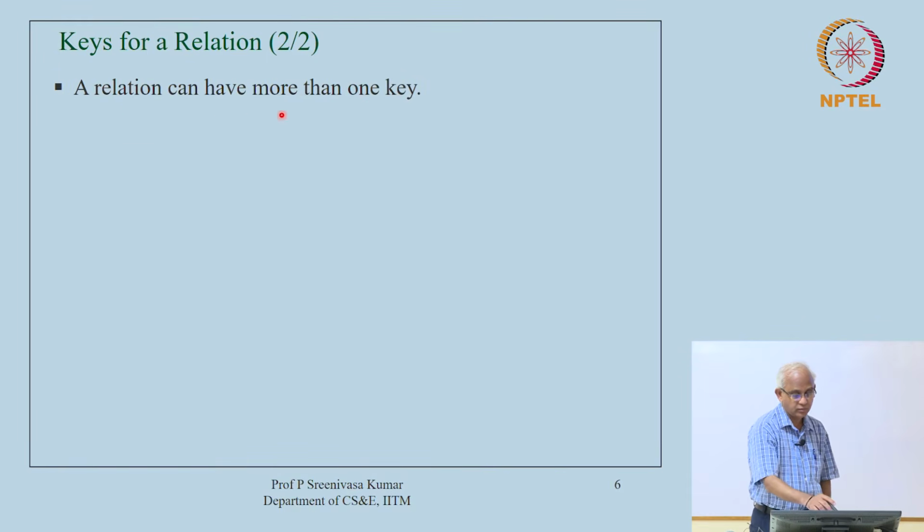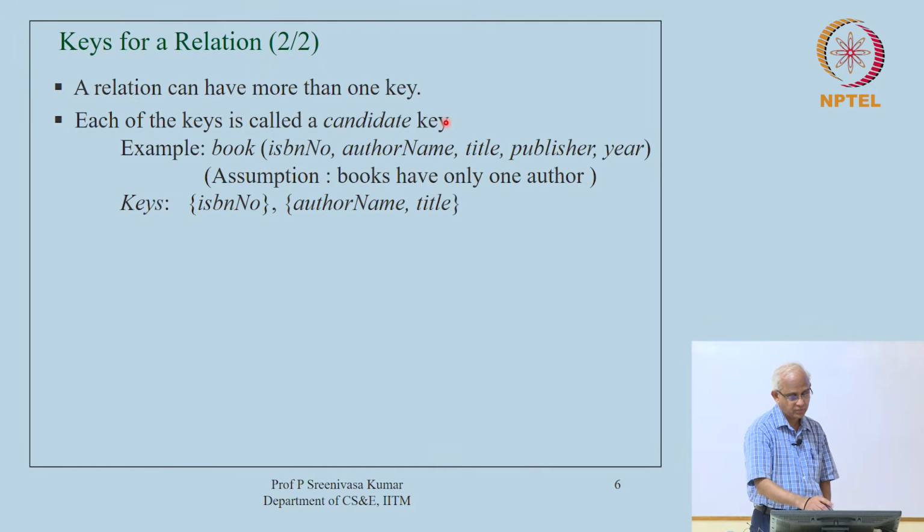So, a relation can have more than one key. Here is another example for that. If it has multiple keys, we will call each of them a candidate key, the new term. We call all the keys candidate keys. Later on we will see that one of the candidate keys will get chosen as a primary key when we move on to the implementation stages, but right now they are all keys. So, we call them candidate keys.